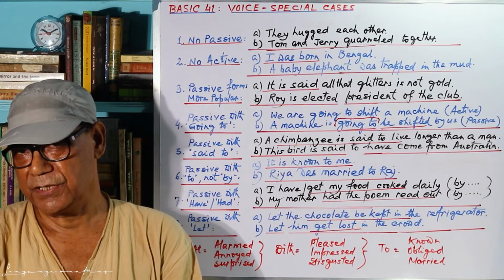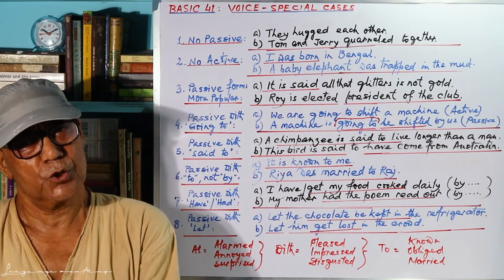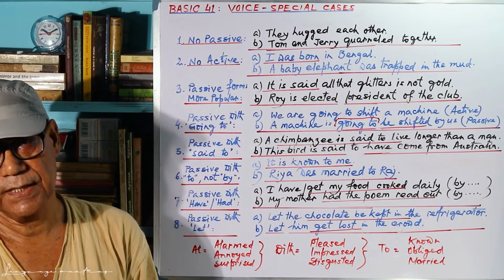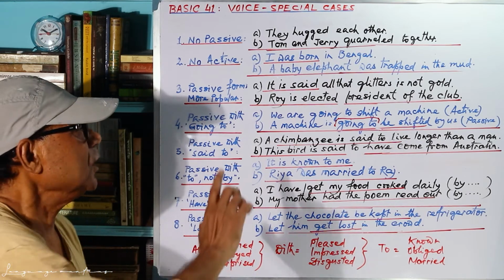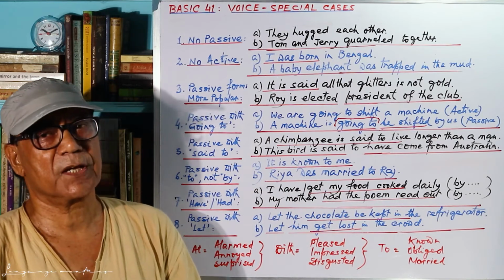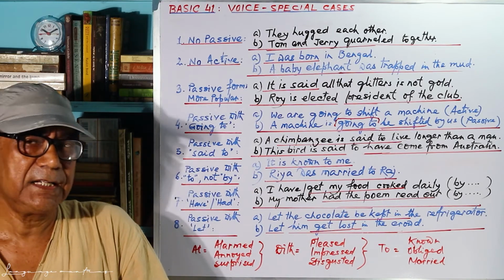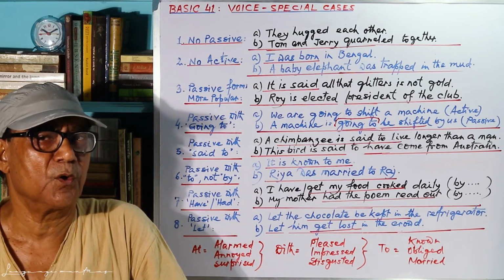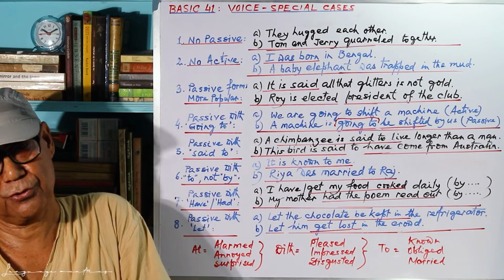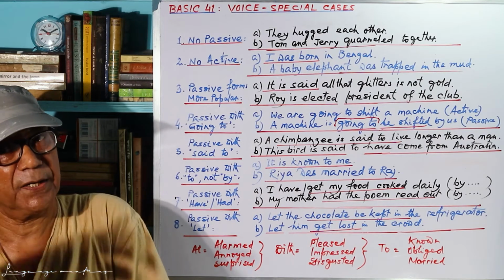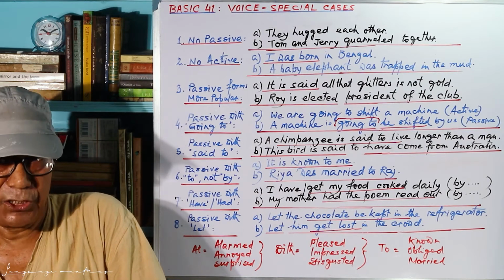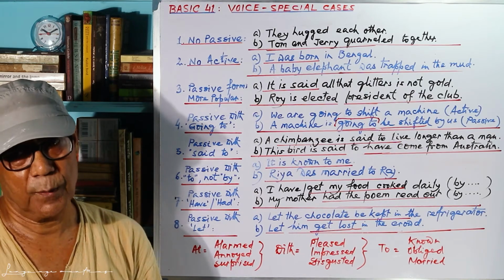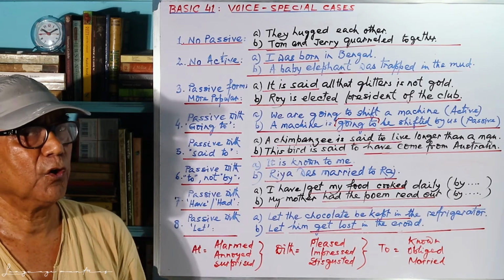Now, Roy is elected president of the club. Who made Roy president? Maybe members of the club. So members made Roy president of the club. This is active. But here, Roy is elected president of the club is passive form. And maybe there were so many contestants and Roy somehow managed to get that post. So if you want to focus on that part, the contribution or the achievement of Roy, this passive form is more popular than the active form.